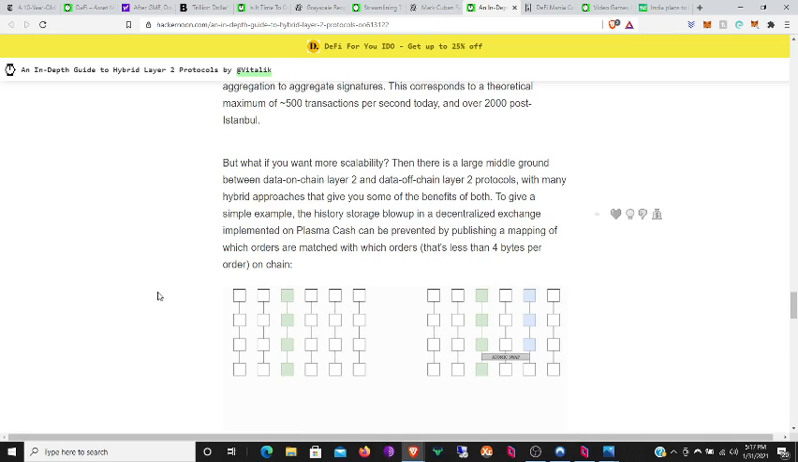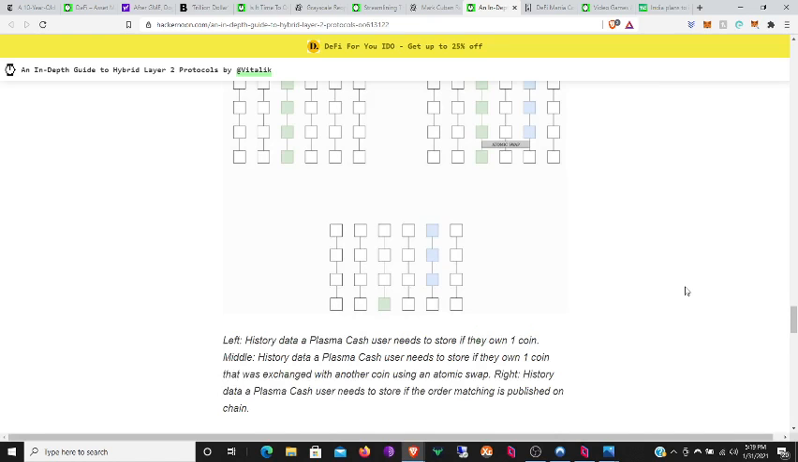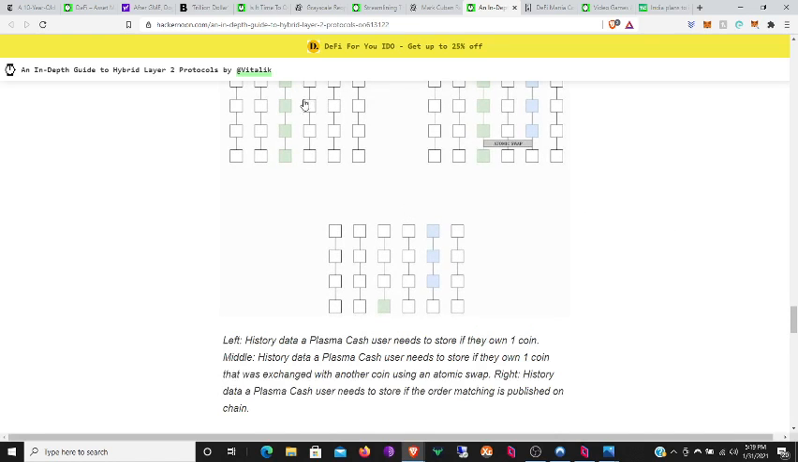To give a simple example, the history storage blowup in a decentralized exchange implemented on Plasma Cash can be prevented by publishing a mapping of which orders are matched with which orders. That's less than 4 bytes per order on chain. Here we can see on the left the history the owner of the coin needs to have for a Plasma Cash coin. In the middle, the history the owner needs if they performed an atomic swap. And on the right is the history that is published on chain.